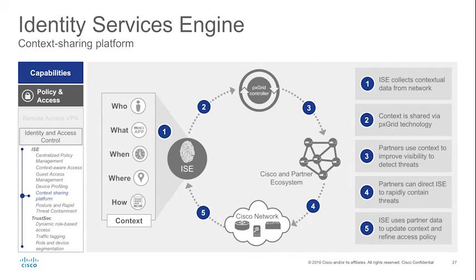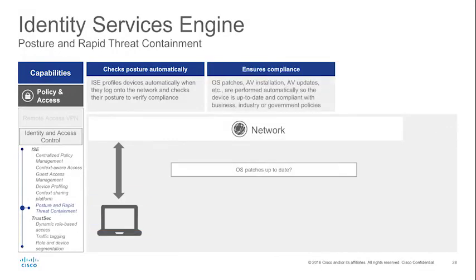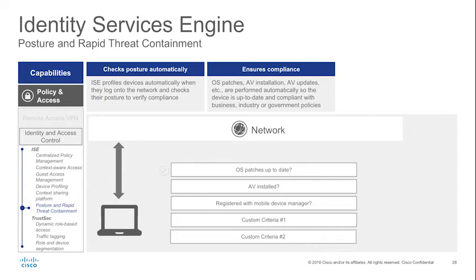Next, ISE checks device posture and implements rapid threat containment. ISE checks the posture of devices automatically whenever they access the network. This ensures that all devices meet security requirements at all times. In addition, customers can create their own custom criteria that devices must have in order to gain network access. This enables businesses to maintain compliance with their own business policies, industry regulations, and government compliance.